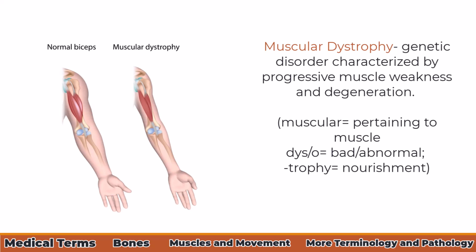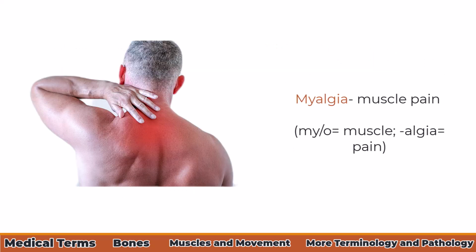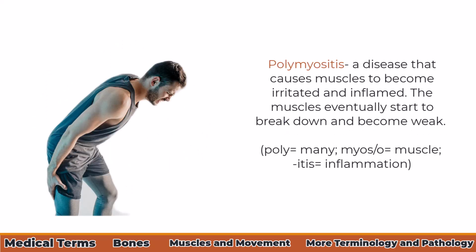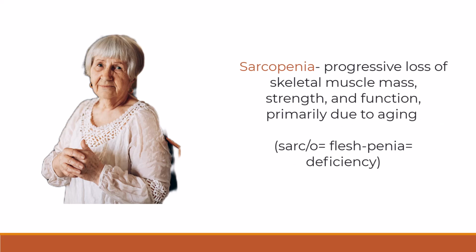Muscular dystrophy, genetic disorder characterized by progressive muscle weakness and degeneration. Myalgia, muscle pain. Myasthenia, lack of muscle strength. Polymyositis, a disease that causes muscles to become irritated and inflamed. The muscles eventually start to break down and become weak. Sarcopenia, progressive loss of skeletal muscle mass, strength and function, primarily due to aging.